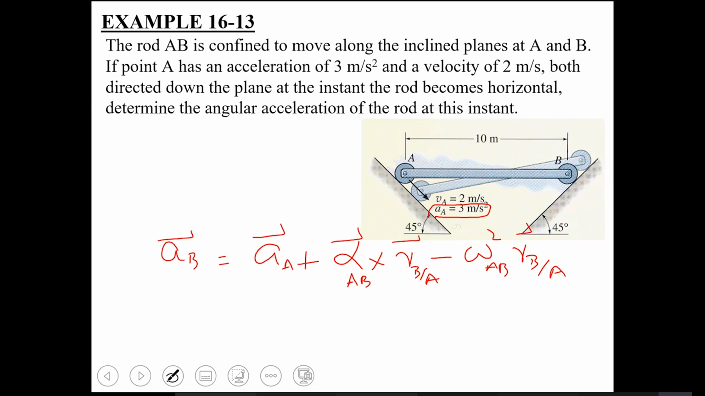Okay, we need to write all these things in terms of vectors. AA, can you identify the AA vector? Yes, sir. Fourth quadrant में 3 cos 45 i minus 3 sin 45 j. ये आपके पास वेक्टर आ गया AA.